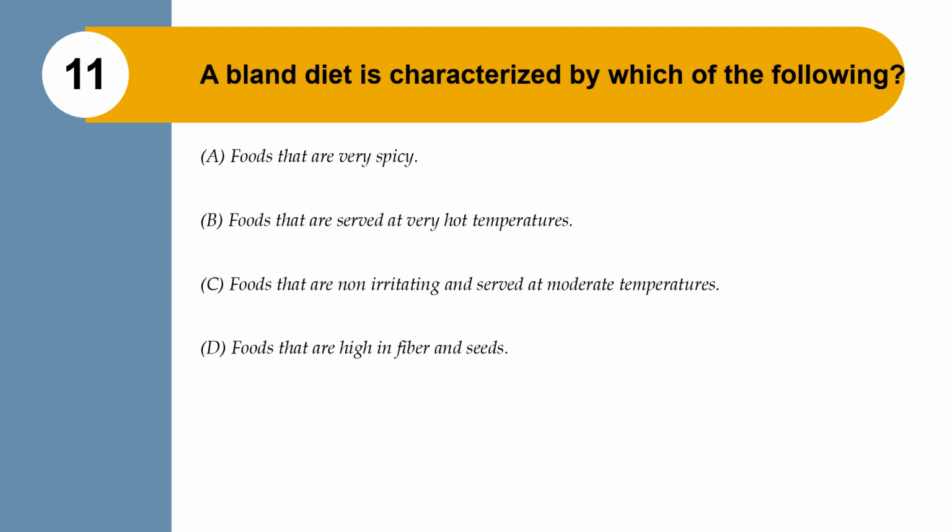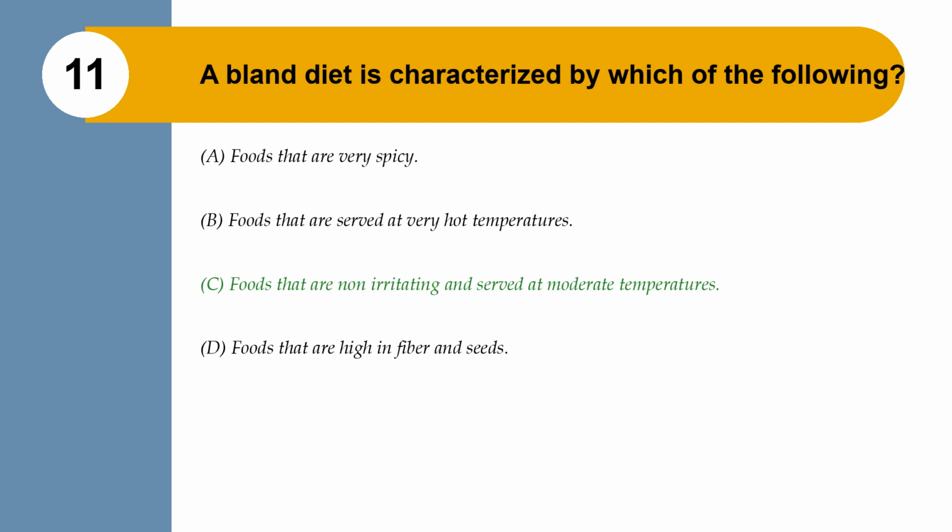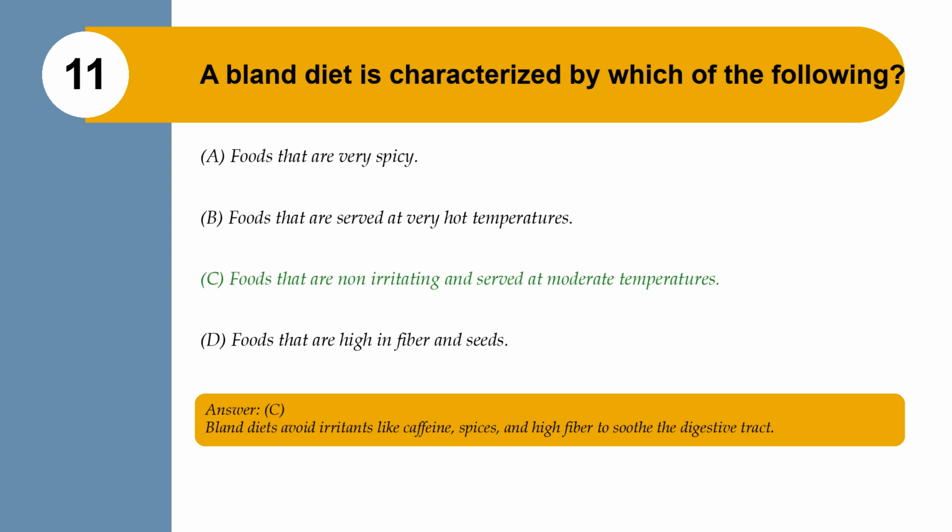Question 11. A bland diet is characterized by which of the following? Option A, foods that are very spicy. Option B, foods that are served at very hot temperatures. Option C, foods that are non-irritating and served at moderate temperatures. Option D, foods that are high in fiber and seeds. The correct answer is option C, foods that are non-irritating and served at moderate temperatures. Explanation: bland diets avoid irritants like caffeine, spices, and high fiber to soothe the digestive tract.